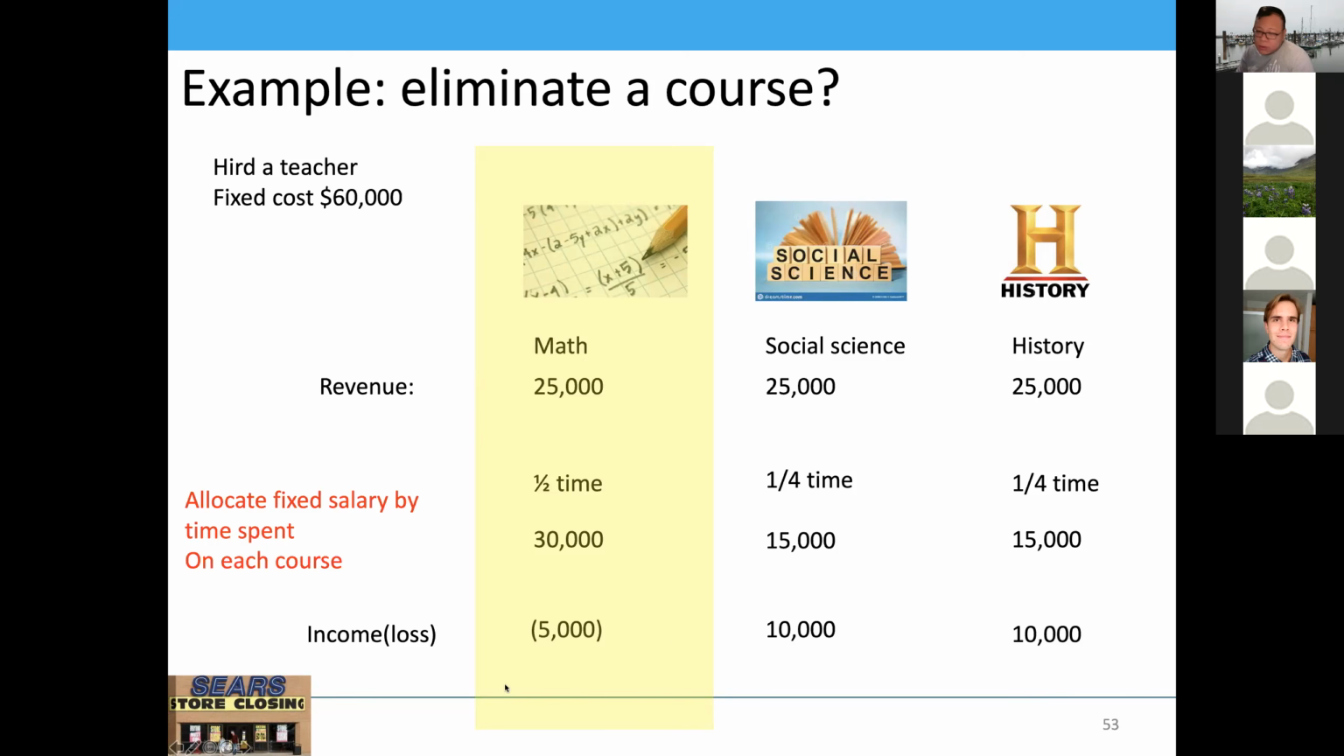So I'm hoping using this example helps you understand what we mean by fixed cost. Why is that important? And what do we mean by avoidable, unavoidable, right? How does that affect the decision?